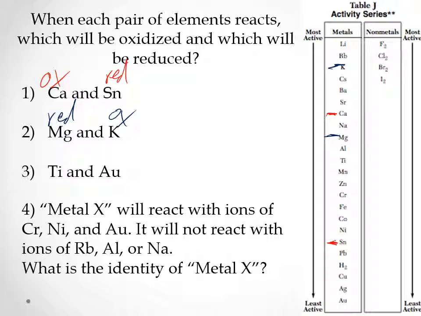Next example, titanium and gold. Titanium is right here. Gold is again all the way at the bottom. So titanium will be oxidized, gold gets reduced.